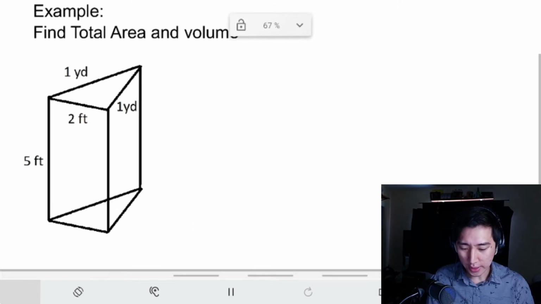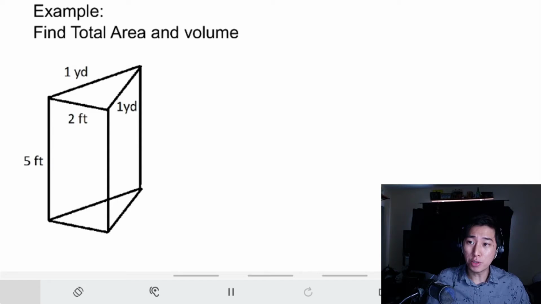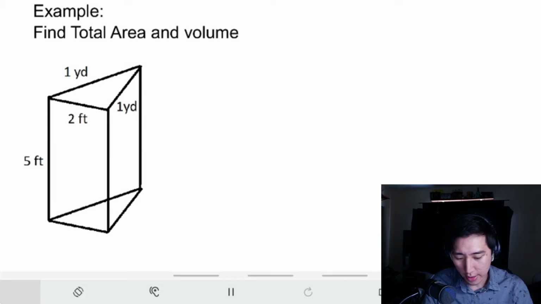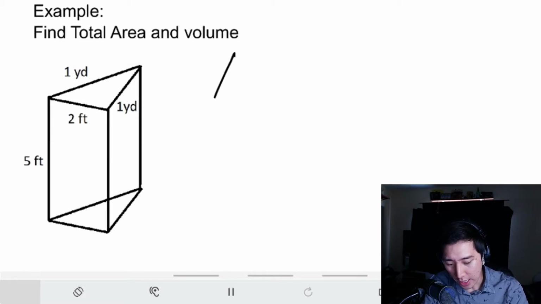So let me give you a quick example. Now, like I said earlier, units do matter, and as you notice, I have 2 different units here. So we're going to put it all together and solve this from here. What I would like you to do is find the total area and the volume of this shape. Now, this is how it's going to run. One thing that I always do is I redraw my base.